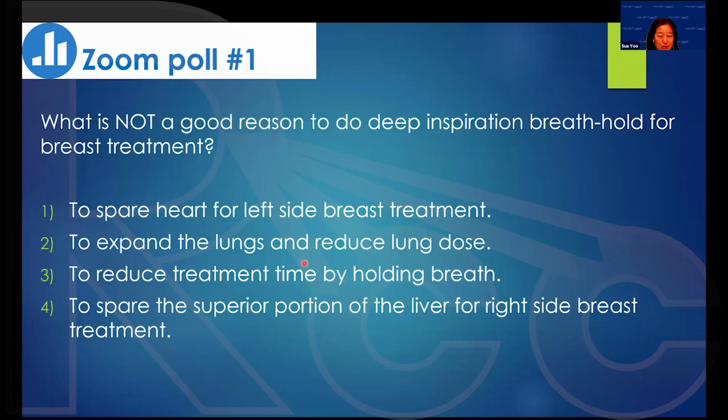So now we have a Zoom poll. What is not a good reason to do deep inspiration breath hold for breast treatment? First, to spare the heart for left side breast treatment. Second, to expand the lungs and reduce lung dose. Third, to reduce treatment time by holding breath. Fourth, to spare the superior portion of the liver for right side breast treatment.